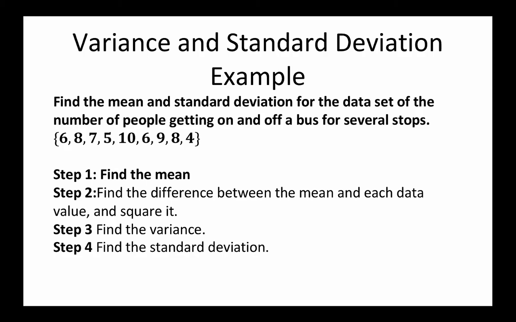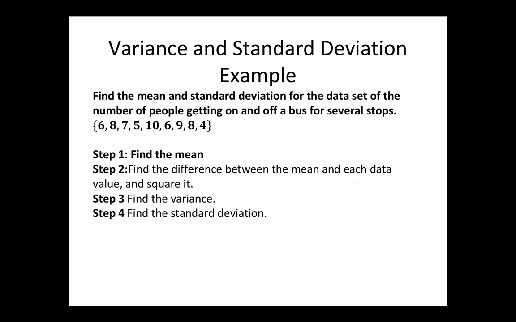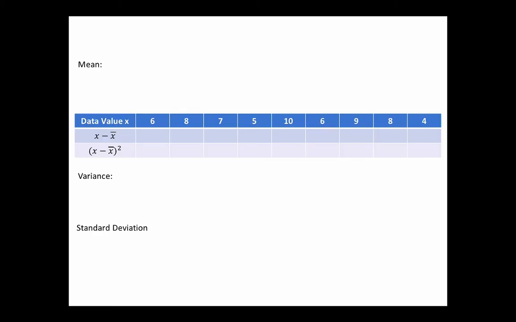We're asked to find the mean. Then we're going to find the difference between the mean and each data value and square it. Find the variance, in other words, add all those values up, divided by however many there are. Step 4, find standard deviation. So, to find the mean, you'll notice in that table right below it, I already have the values listed there. So you're going to add all these values up here. So add the 6, 8, 7, 5, 10, 6, 9, 8, and 4.